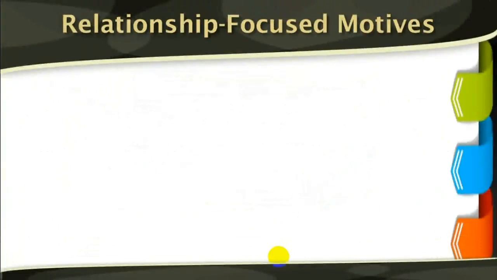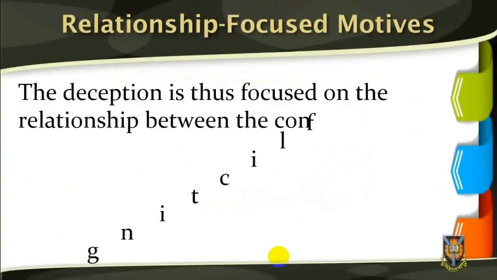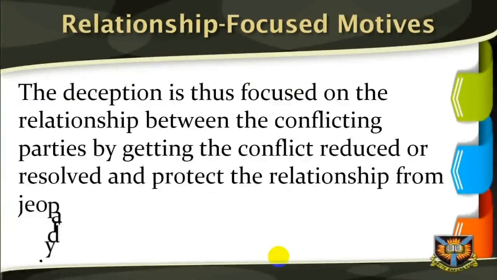For example, a third party who deceives two conflicting parties by downplaying the extent of anger and resentment of the conflicting parties for each other is engaged in relationship-focused deception. The deception is thus focused on the relationship between the conflicting parties by getting the conflict reduced or resolved and protecting the relationship from jeopardy.